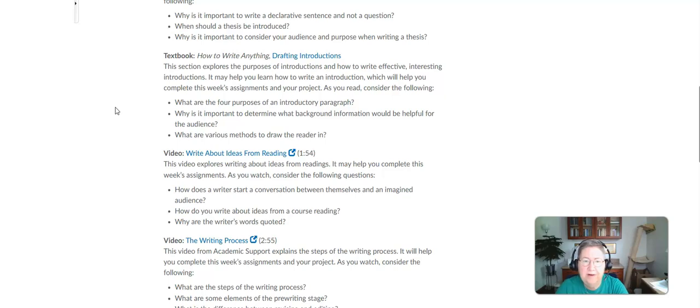That's why it's so important to identify who your audience is going to be so that you will know what background information they need in order to be able to understand your thesis statement. What are various methods to draw the reader in? Well, in this reading, it will give you some examples of various methods, as well as explaining how they work.